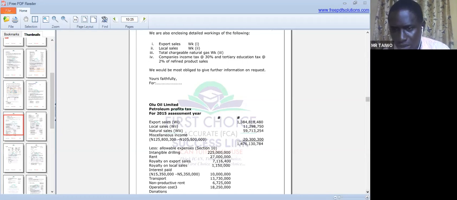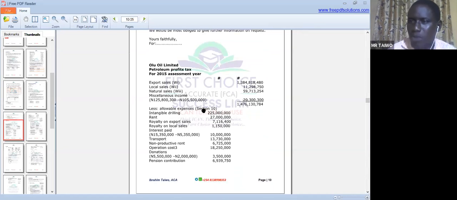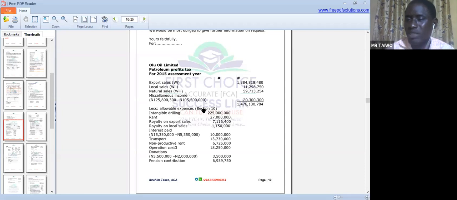Now look at it. Less allowable expenditure. That allowable expenditure is in section 10 of the Petroleum Profit Tax Act. Please note, in this exam, you need to do more past questions so that you'll be used to some of these allowables. Because in this class, I will probably not be able to tell you all the allowable expenditure that you can meet in the exams as far as PPT is concerned.